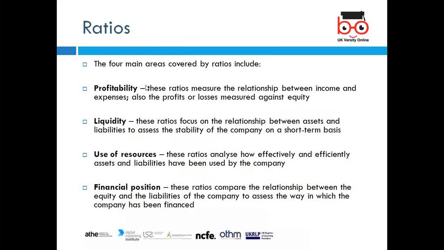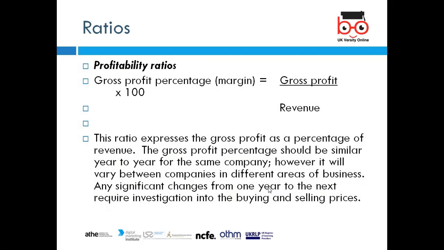So this explains the profitability ratio. These ratios measure the relationship between income and expenses. Liquidity ratios focus on the relationship between assets and liabilities in a business. Use of resources looks at how efficiently we use the assets and liabilities of the company. And financial position: ratios between equity and liability, and how we assess whether the company is financially sound or not.